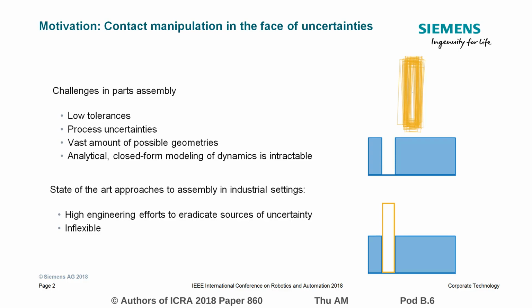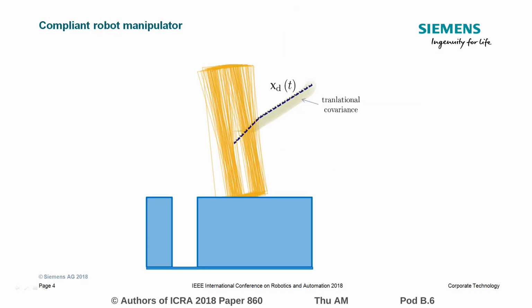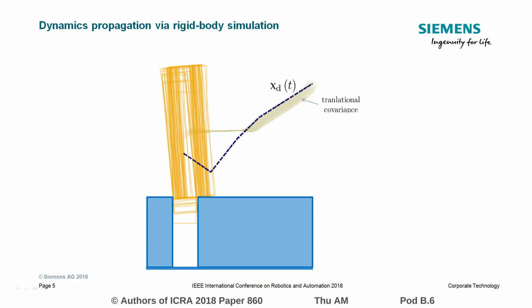eradicate sources of uncertainty. In order to tackle these problems, we formulate the task of parts assembly as a kinodynamic belief space planning problem for an underlying impedance-controlled robot. Here, x desired denotes the manipulator's reference trajectory. The propagation of the dynamics of our belief state and the compliant manipulator is conducted using multiple parallel instances of a rigid body simulation.